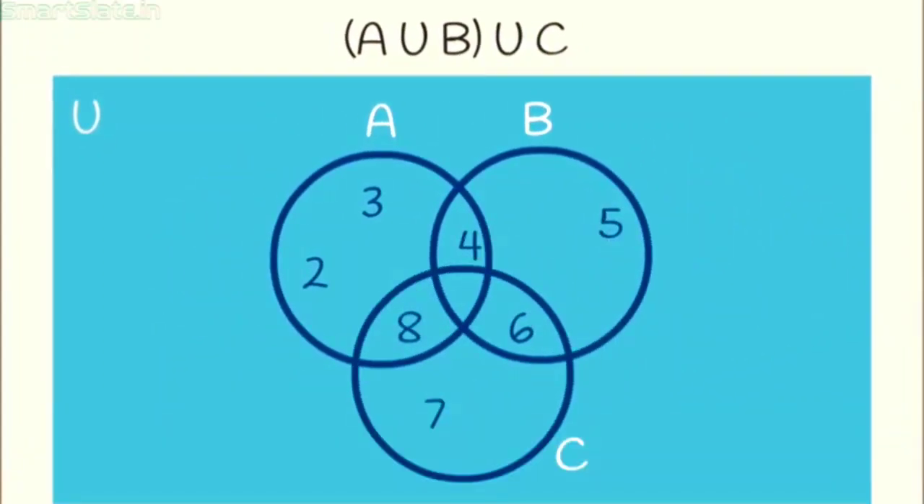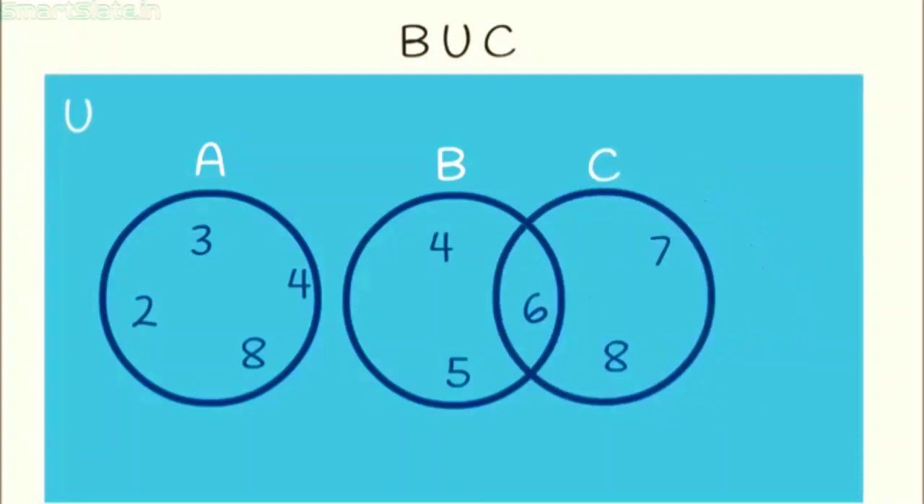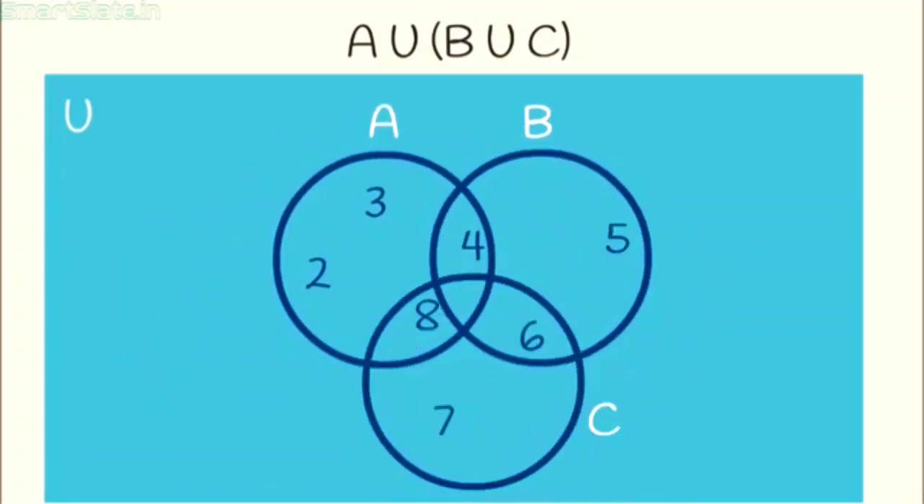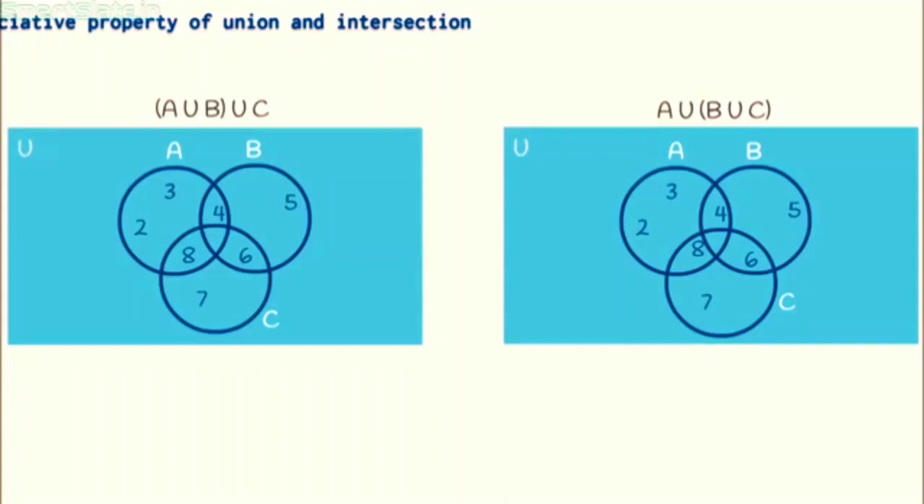This is the Venn diagram for A union B union C. Now we find B union C. Here in B union C, the common element is 6. Then meet the A with the B union C, you will get A union B union C. Observe both the diagrams are the same. Now we proved that associative property of union is true under set operation.